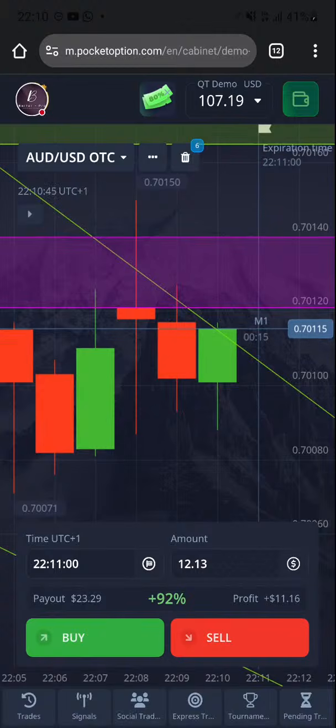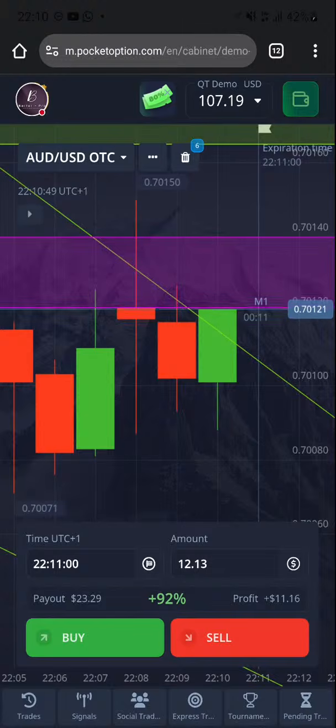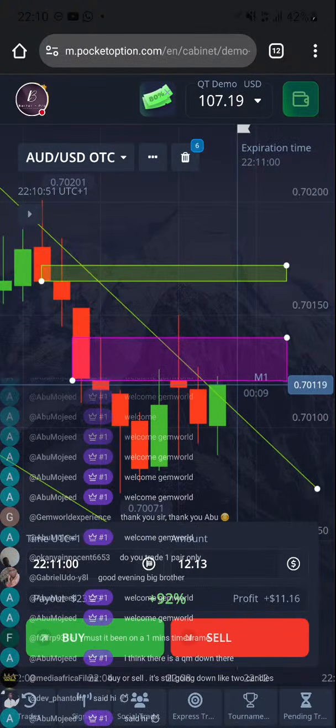We even have a gap down again in favor of the buyers. But I won't take a trade with the buyers here because this area is the seller's area.